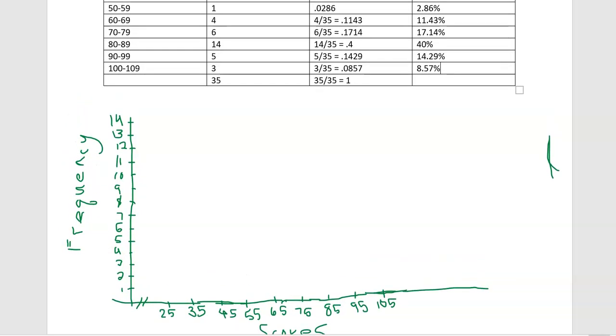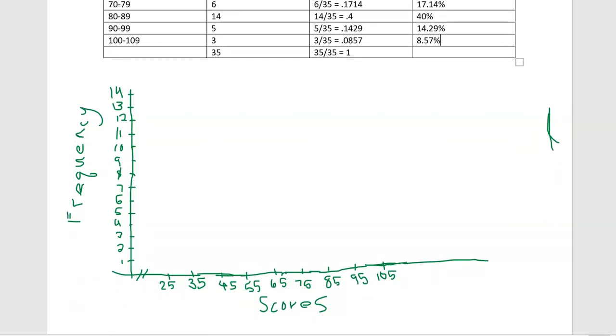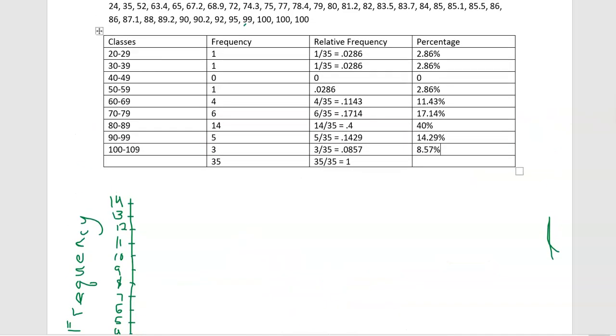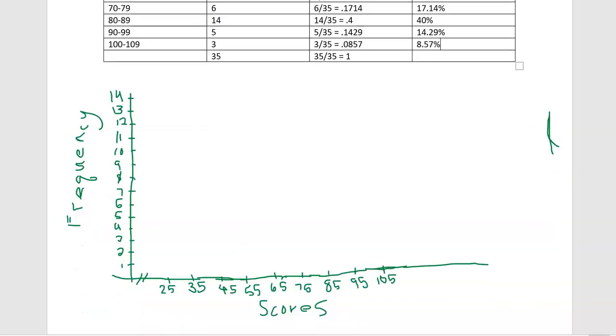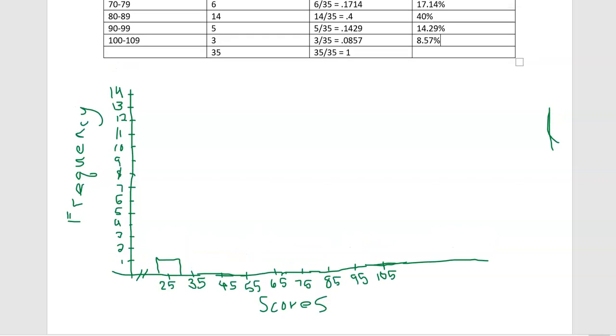All right, now we are going to draw bars going up to the frequency. And in a histogram, the bars always touch, unlike a bar graph. So at the 20 to 29, we had a frequency of 1. I'm going to draw a bar going over the 25 and up to 1. And of course my little bars are not going to be perfect when drawing in Word. All right, but there's what it's going to approximately look like.